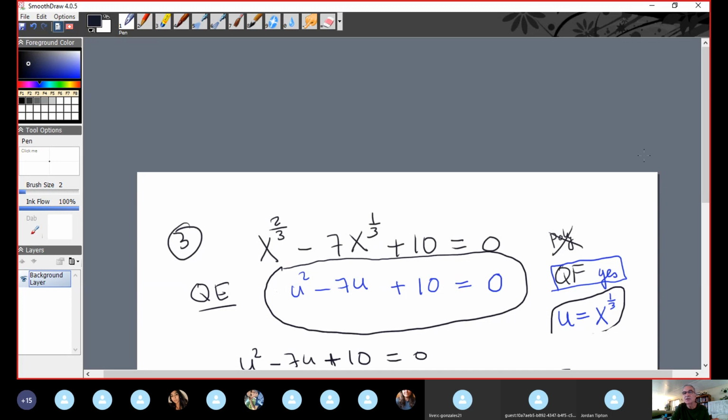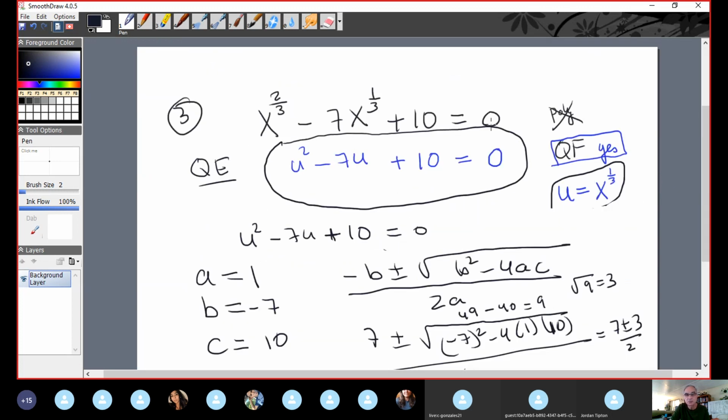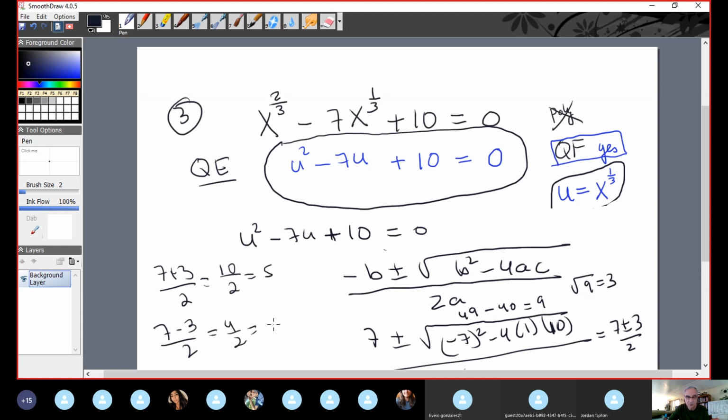Let me copy here. And you see we get exactly the same answer. In factorization, remember the answer was 5 and 2. Okay, so it's 7 plus 3 over 2. Look, I break this plus and minus down separately. 7 plus 3 is 10. 10 divided by 2 is 5. And 7 minus 3 is 4. And 4 divided by 2 is 2. It's exactly the same combination. 5 and 2. 5 times 2 is 10. 5 plus 2 is 7.